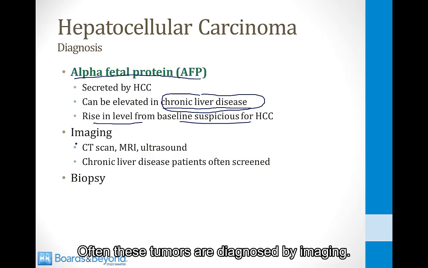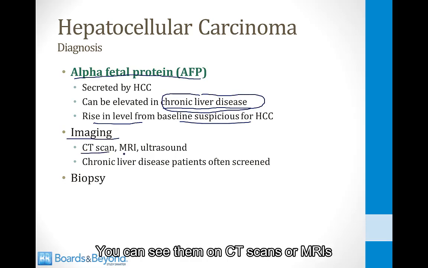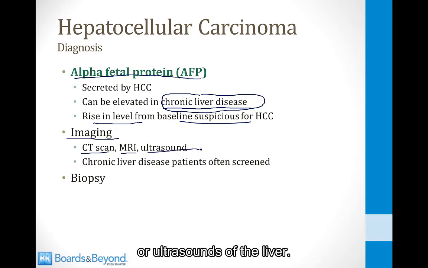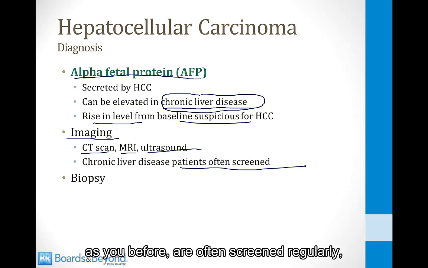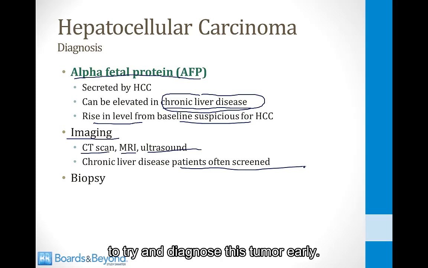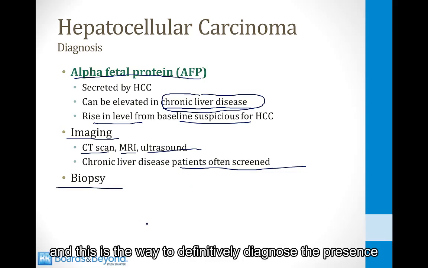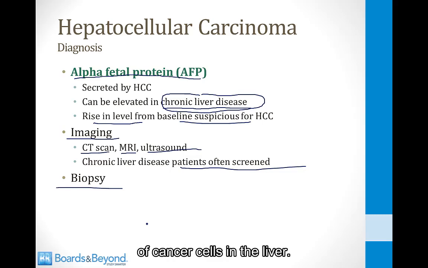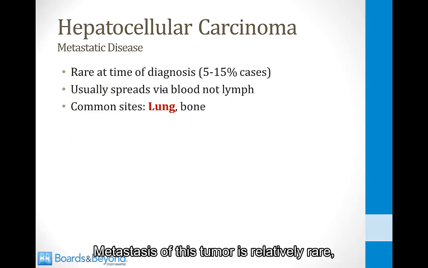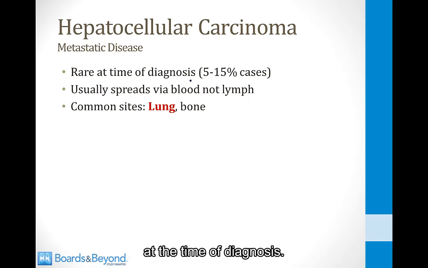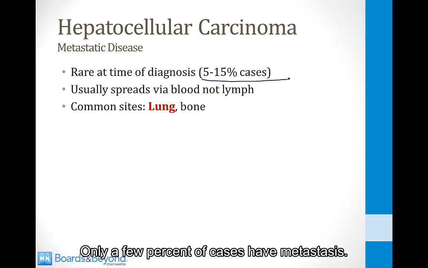Often these tumors are diagnosed by imaging. You can see them on CT scans or MRIs or ultrasounds of the liver. Patients who have chronic liver disease, as I told you before, are often screened regularly to try and diagnose this tumor early. And then finally, you can always do a biopsy, and this is the way to definitively diagnose the presence of cancer cells in the liver. Metastasis of this tumor is relatively rare at the time of diagnosis. Only a few percent of cases have metastasis.